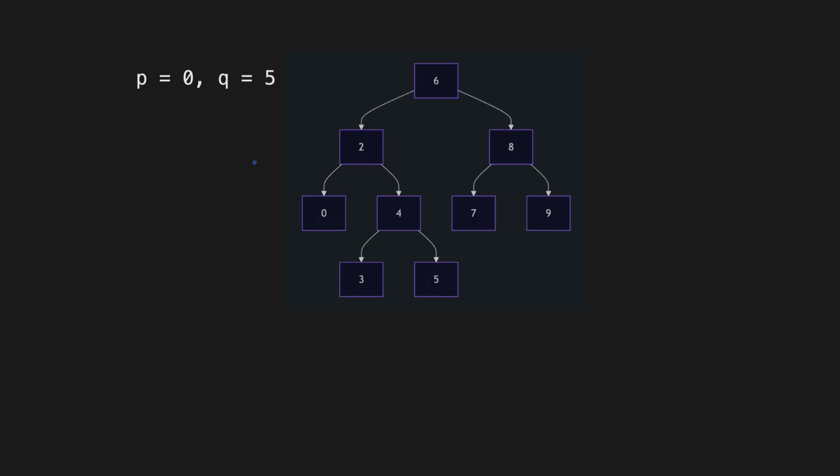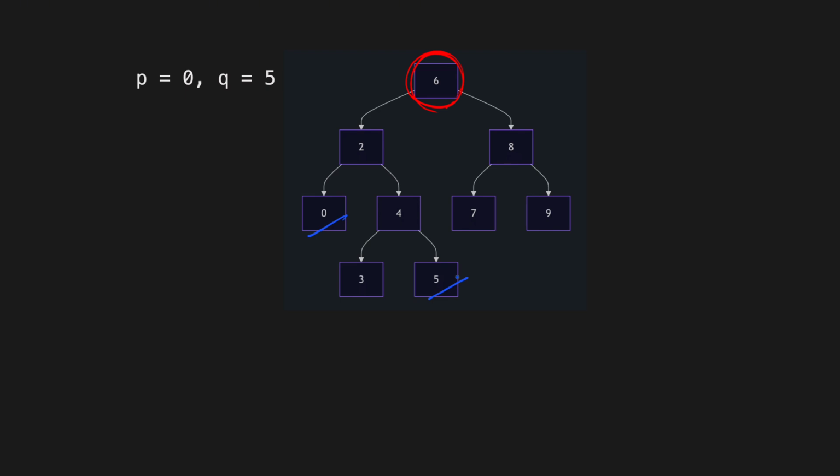Now we try to find the lowest common ancestor for P equal to 0 and Q equal to 5 in this given binary search tree. And we again start at the root node. Why? Because the root is always a common ancestor of every node in the tree. So the root is a common ancestor of these two nodes as well. But we do not yet know if it is the lowest one.